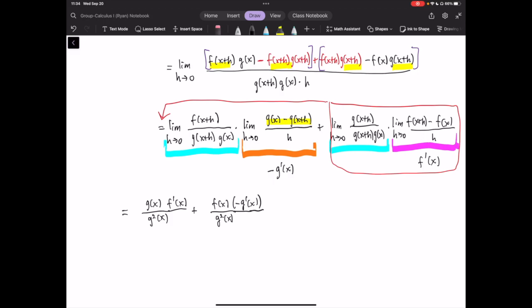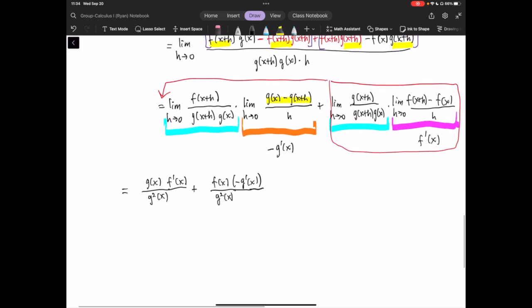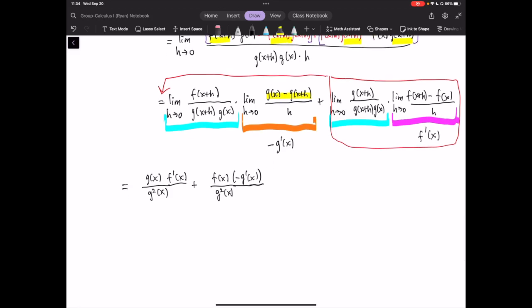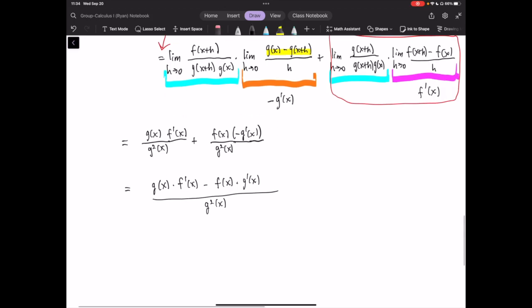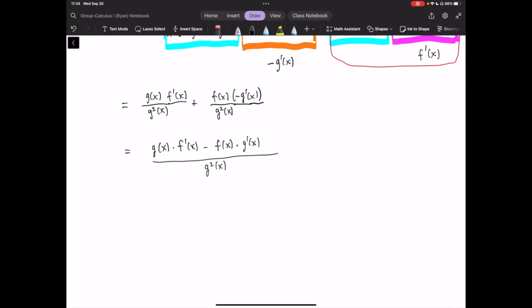Now these two fractions have the same denominator, obviously, so I want to add them back up and I can distribute that minus sign. So at the end of the day, we end up with this single formula of g of x times f prime of x minus f of x times g prime of x, and then it's all over g squared. And this is why I didn't cancel anything here, specifically that g over g squared. So that leaves it in this form. Okay, so this is exactly the formula now.